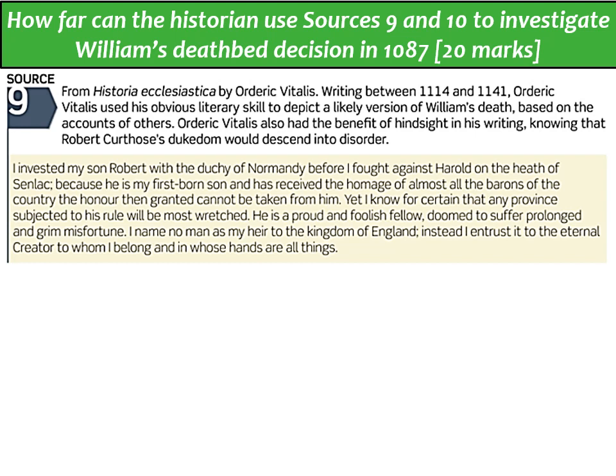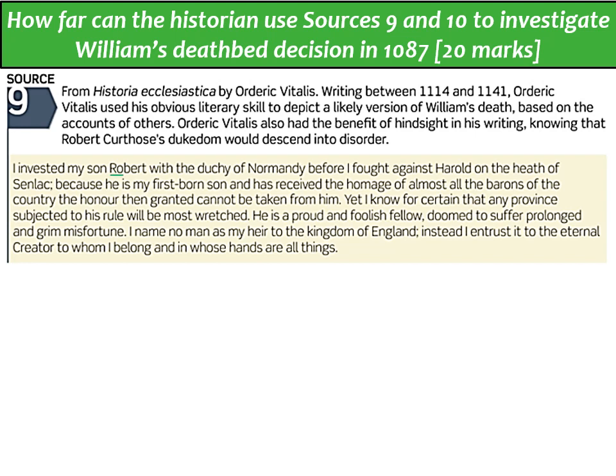And now to the content. So what we're trying to look for is 3 different inferences that we can make about William's deathbed decision from this. Now, we know that this isn't necessarily the exact wording of what William said, but we can still infer a number of different points from this. The first is this first line where we have, "I invested my son Robert with the Duchy of Normandy before I fought against Harold on the heath of Senlac."